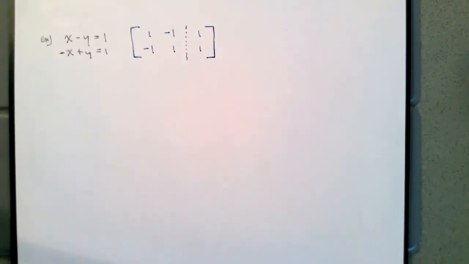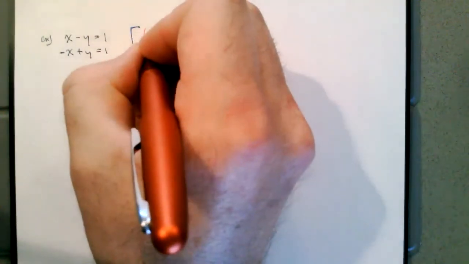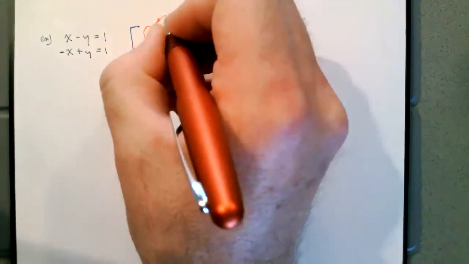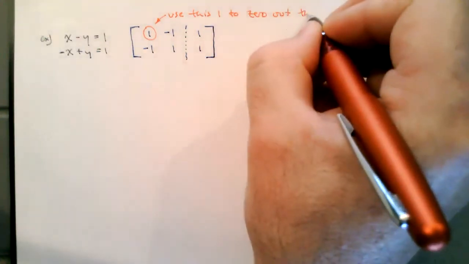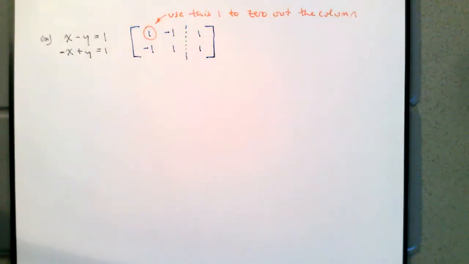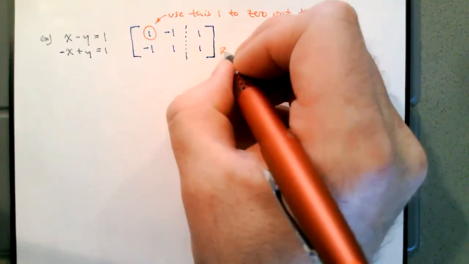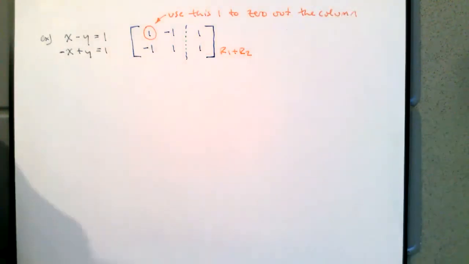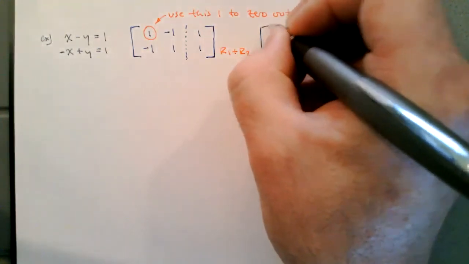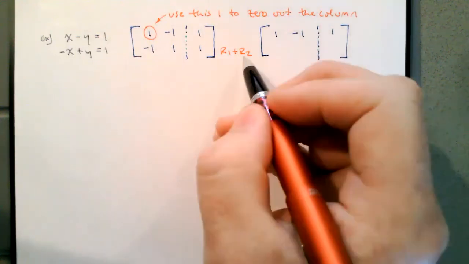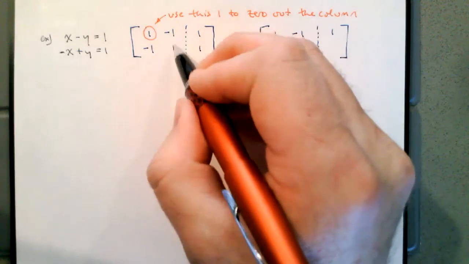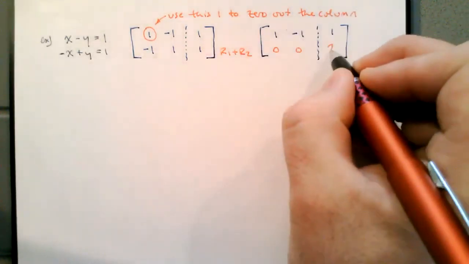I'm going to start in the upper left corner, and I'm going to use that 1 to zero out the rest of the column. So what I'm going to do is take row 1 plus row 2, and that will be my new row 2. The first row I'm not changing. So I'm going to keep that 1, -1, 1. After doing this operation, 1 minus 1 is 0. -1 plus 1 is 0. And 1 plus 1 is 2.